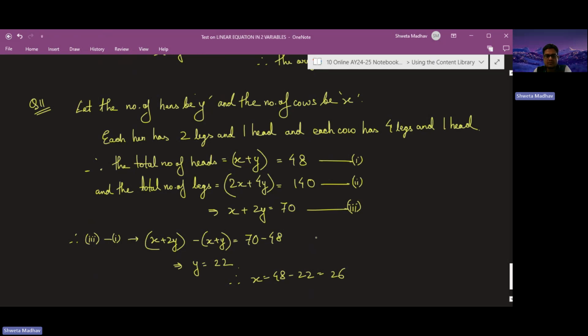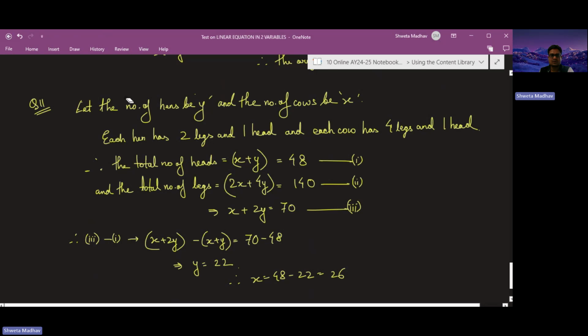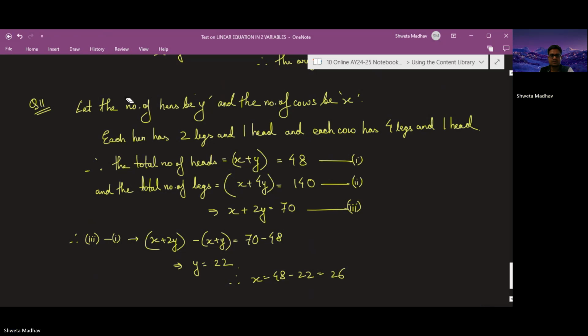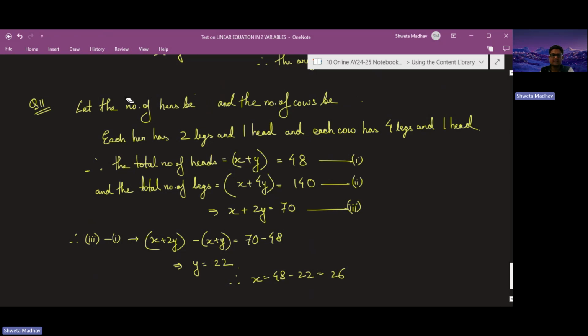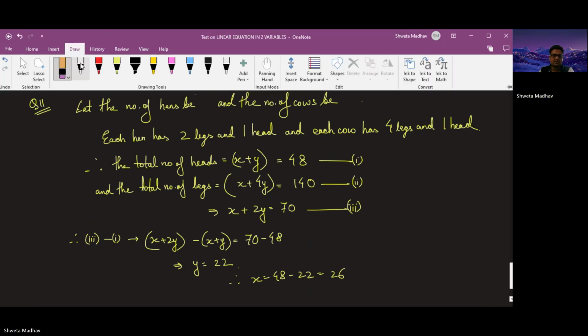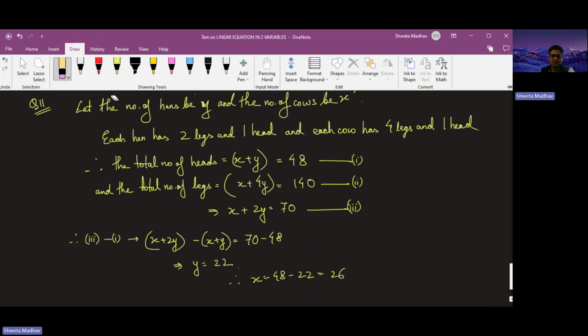Okay, sorry. Wait a minute. There is something wrong here. Instead of taking hens as y, we can take hens as x and cows be y. Or we can solve it like this only, hens be y and cows be x. Then this equation we have to change. The second equation is wrong.